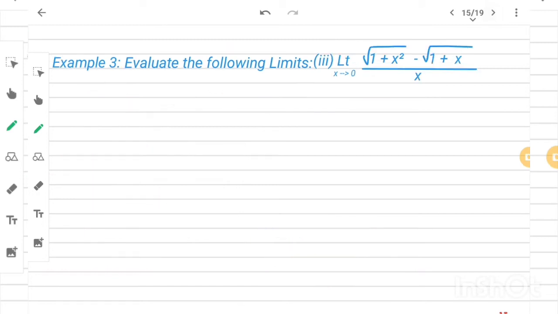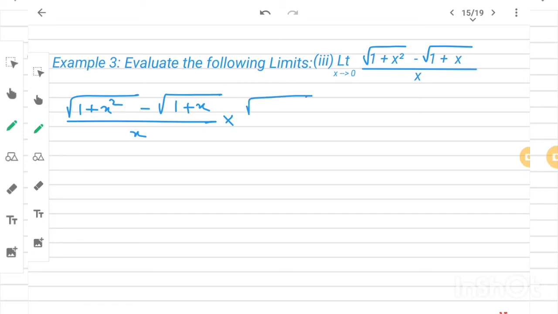Okay. Now, the next third subdivision is root of what? In the numerator, we are having the root term, right? So, I'm taking the numerator root of 1 plus x square minus root of 1 plus x whole divided by x. So, I'm going to rationalize the numerator, root of 1 plus x square minus root of 1 plus x, by root of 1 plus x square plus root of 1 plus x.